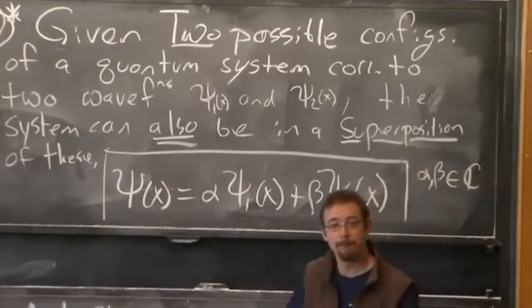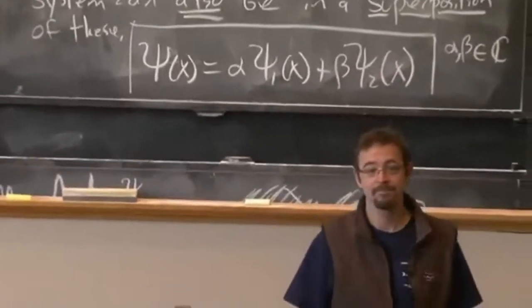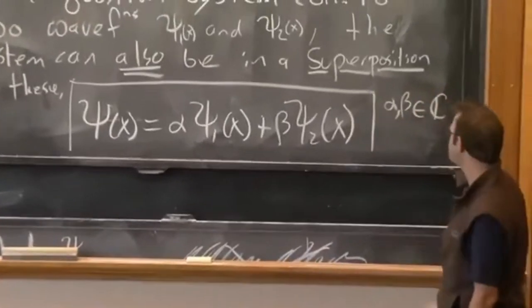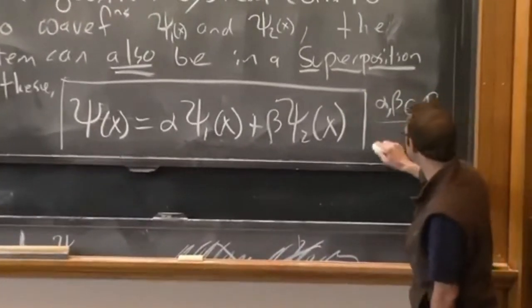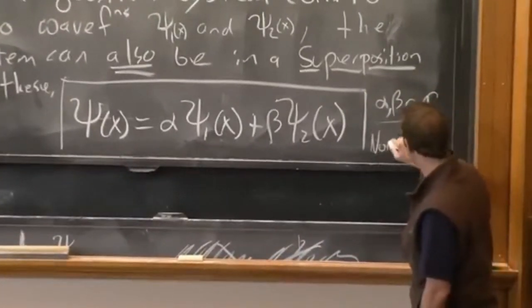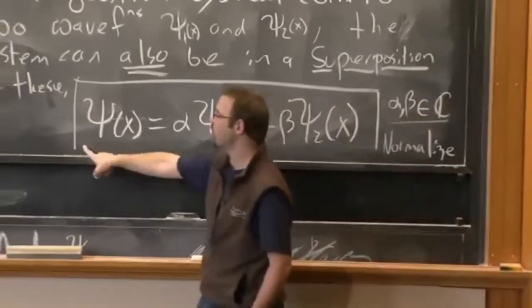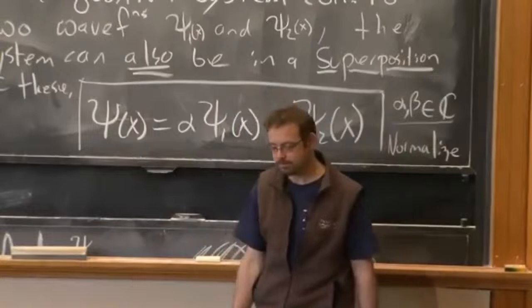Yeah? Does the linear combination also have to be normalized? Yeah, that's a very good question. So alpha and beta are some complex numbers subject to the normalization condition. So indeed, this wave function should be properly normalized at the end.